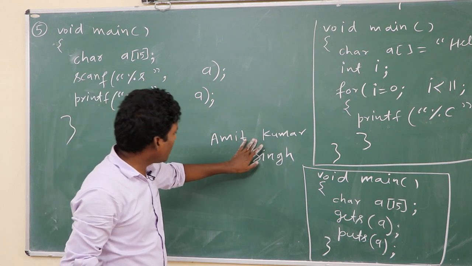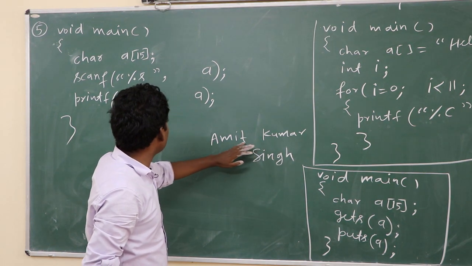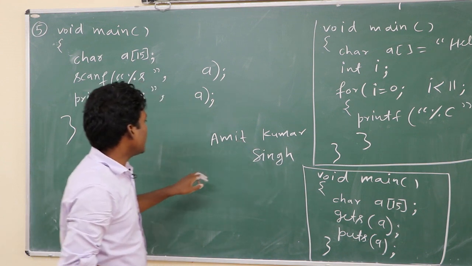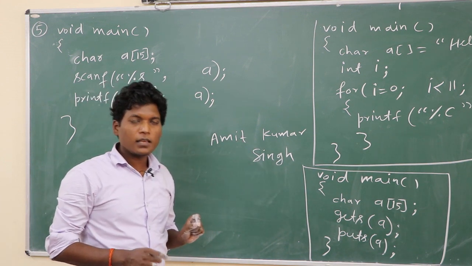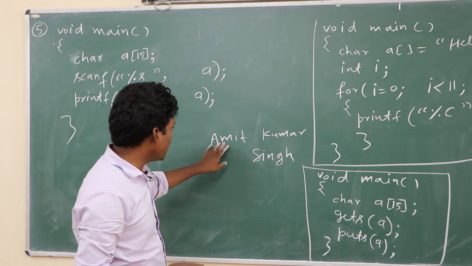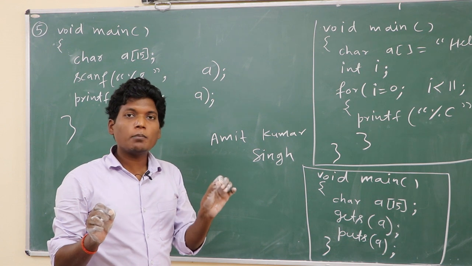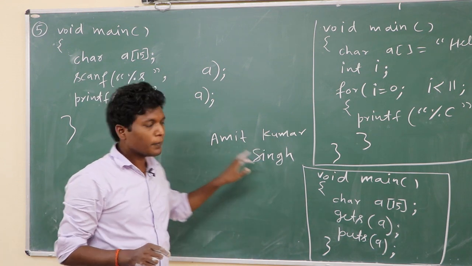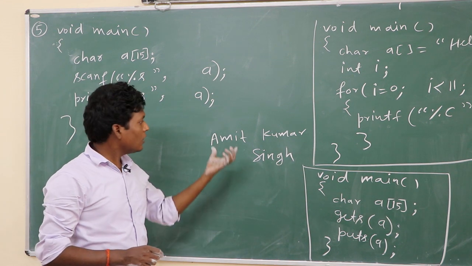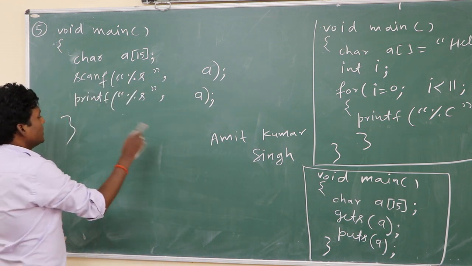When a space is encountered, scanf thinks that the string is finished, terminated. That's why when you input Amit Kumar Singh, scanf takes only Amit. Scanf cannot take a multi-word string. There are 3 words: 1, 2, 3. So Amit Kumar Singh is a multi-word string, and scanf cannot hold it. It only takes the first word. So there is a limitation.